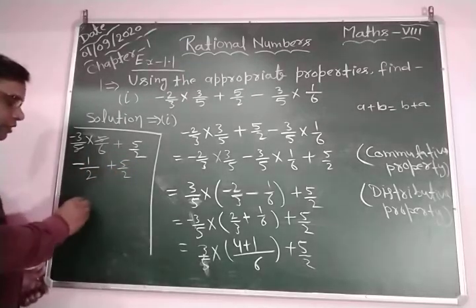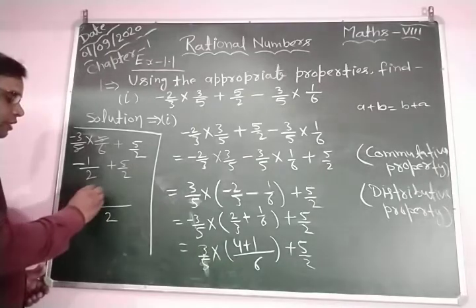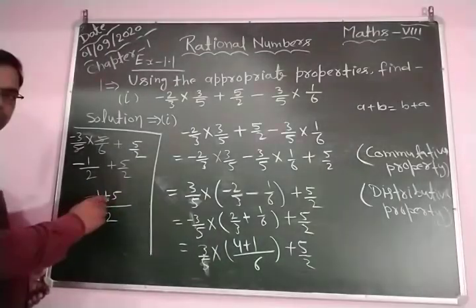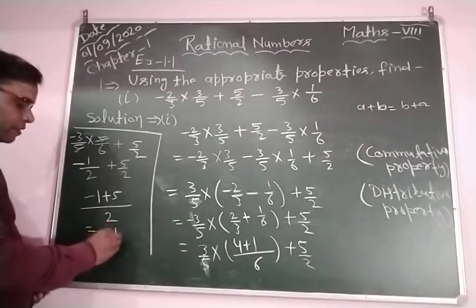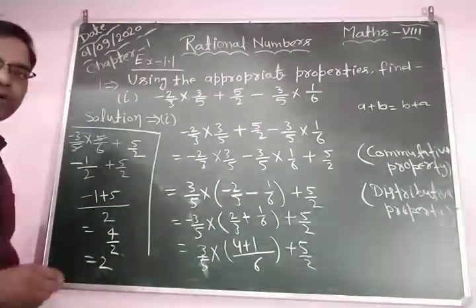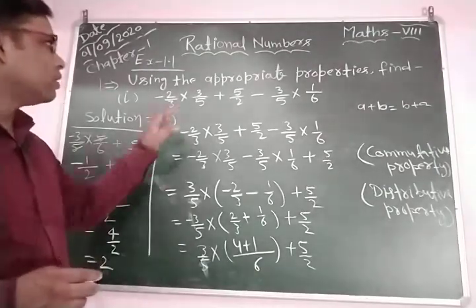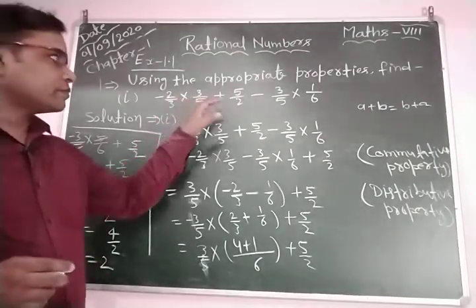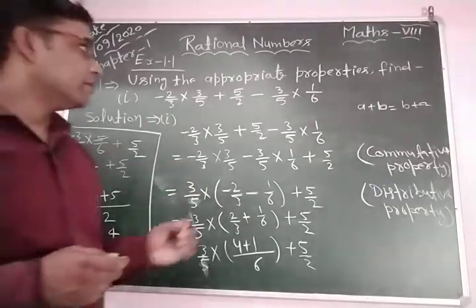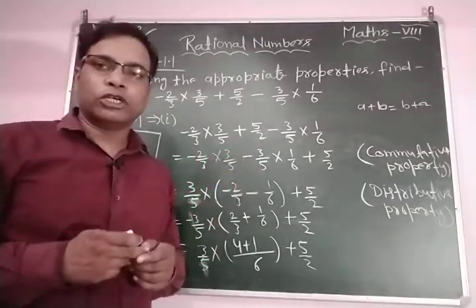Okay, so LCM is 2. This is minus 1 plus 5 over 2. This is equal to 4 by 2, which is equal to 2. Okay, so we find the value of the given question is 2. First we use commutative properties.